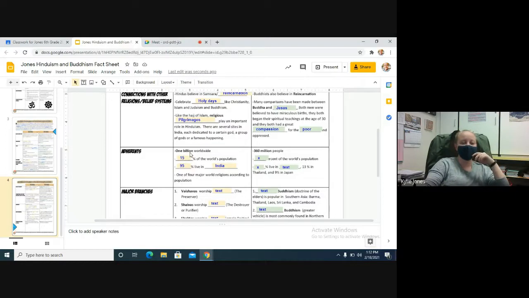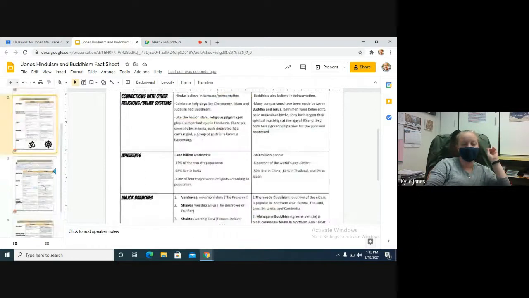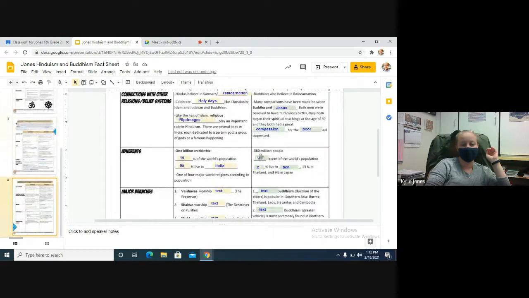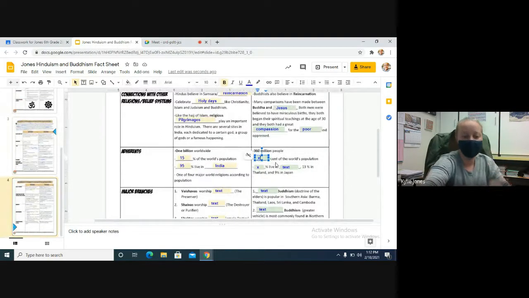And then the final little tab there says one of the 4 major religions according to population. So they have one of the biggest followings. And then for Buddhism, we have 360 million people who follow Buddhism. And it is what percent of the world's population? 6%.